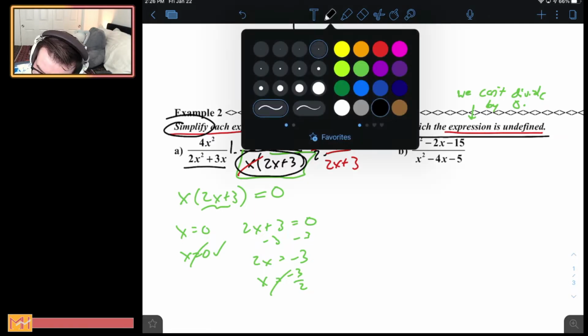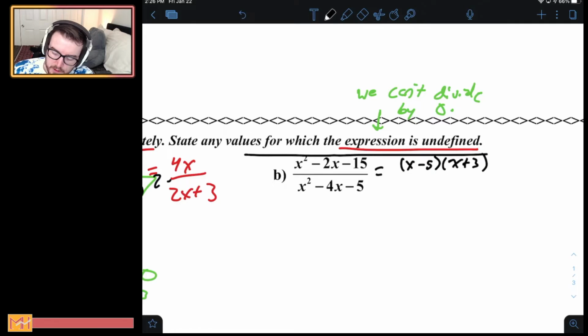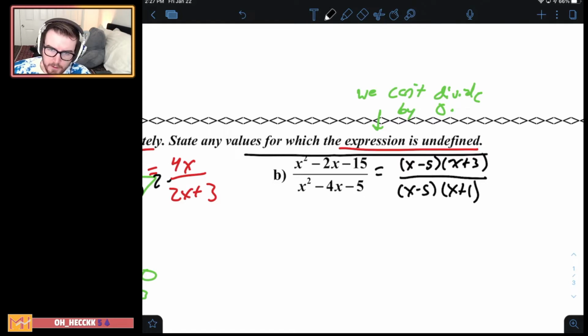So we factor the top and bottom. You can use the little trick with the u's, right? Or, again, the question that you ask yourself is, what multiplies to -15 and adds to -2? The answer is -5 and +3. -5 times 3 is -15, and -5 plus 3 is -2. And then, what multiplies to -5 and adds to -4? That's x minus 5, x plus 1. -5 times 1 is -5, and -5 plus 1 is -4.